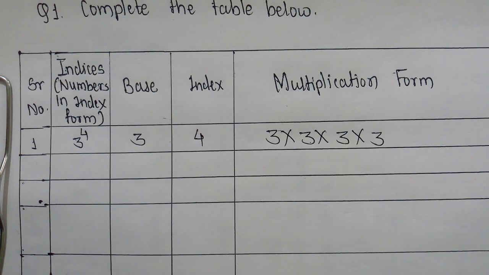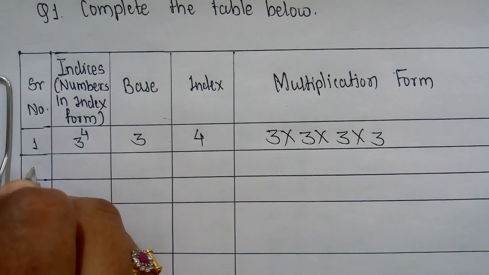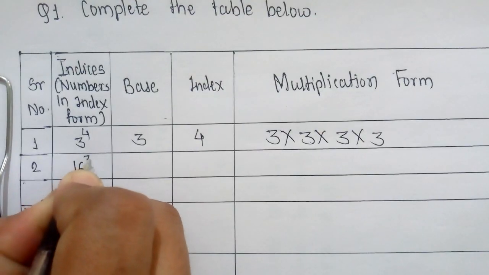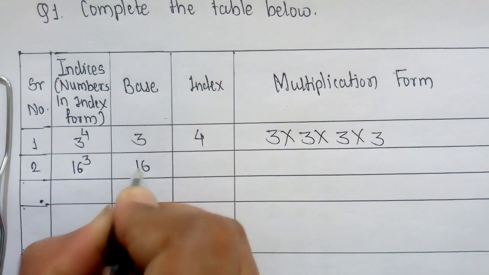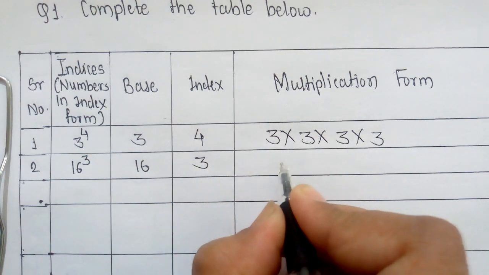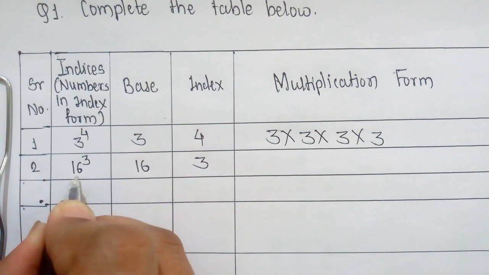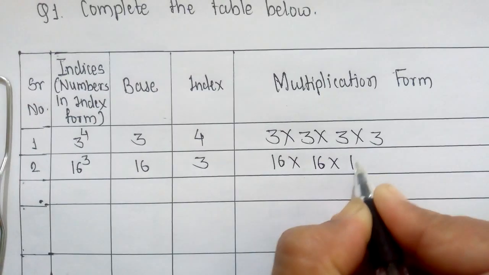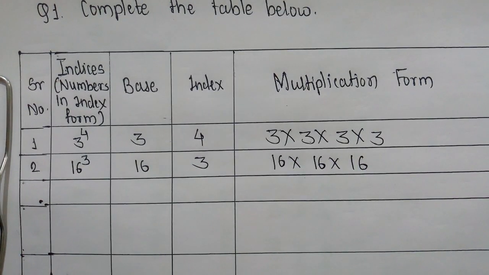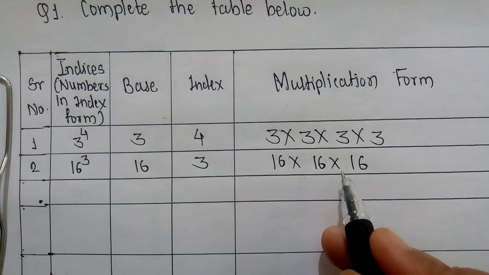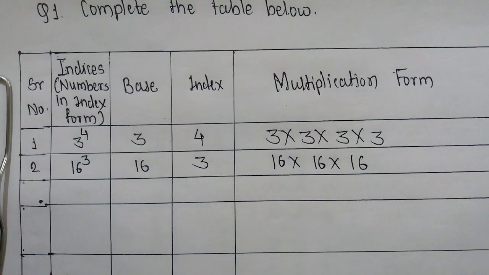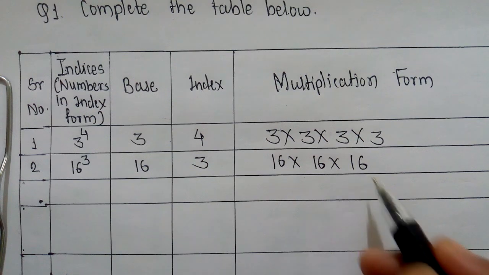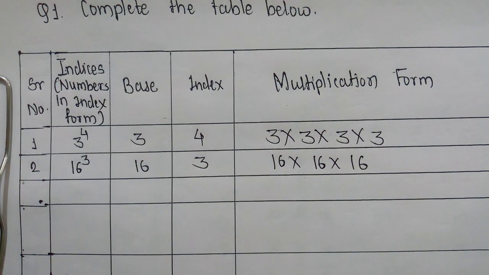Same way, the second one is 16 raised to 3. So here the base is 16, the index is 3, and we can write it in multiplication form. How many times will we multiply 16? 3 times. So 16 into 16 into 16. The multiplication of that: 16 16s are 256. And if we multiply 256 by this 16, then we will get 4096. So that we will write in the next column.